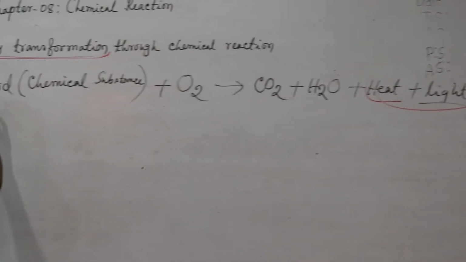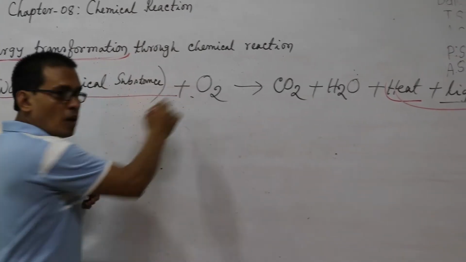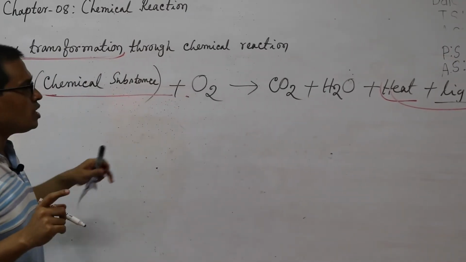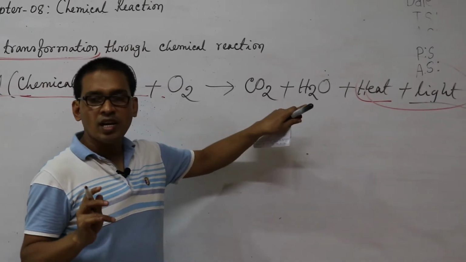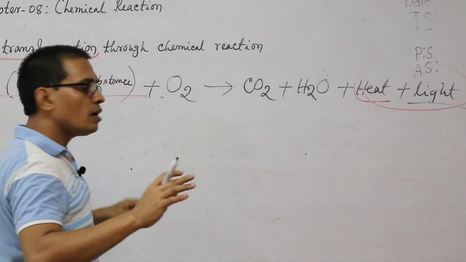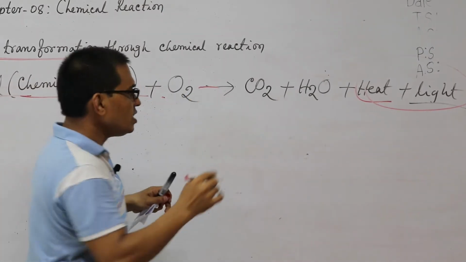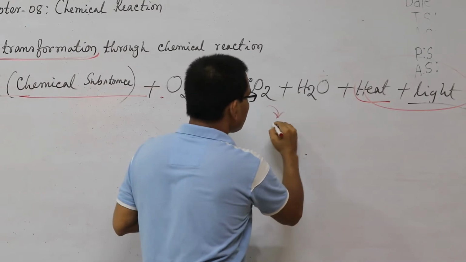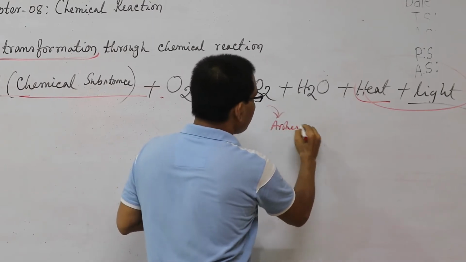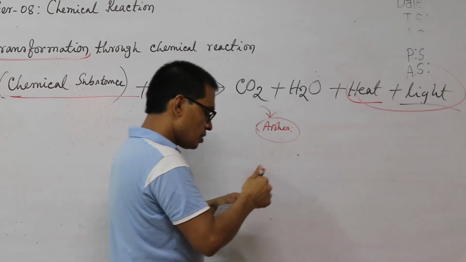This is one example. Wood is a chemical substance. When it is burned in the presence of oxygen, carbon dioxide, water vapor, heat and light as energy are produced. In that case, ashes are also produced as a new substance.